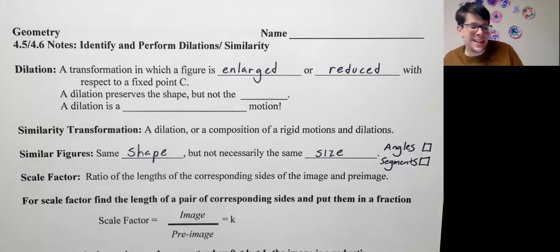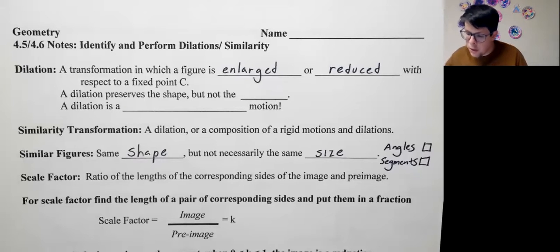So the first part is dilations. Dilation is going to be the actual last topic that we are going to talk about as far as our transformations are concerned. We've already talked about translations, rotations, and reflections, and dilations are our very last one. A dilation is going to be the same thing that happens to your eye when you go to the eye doctor and you get your pupil dilated.